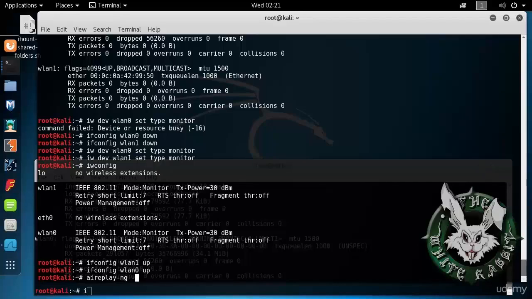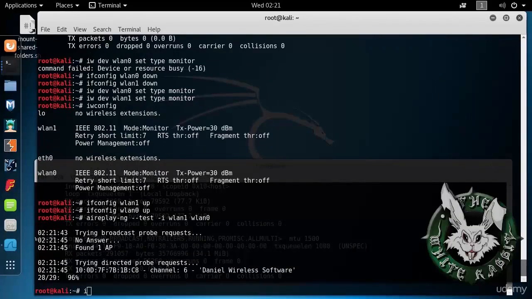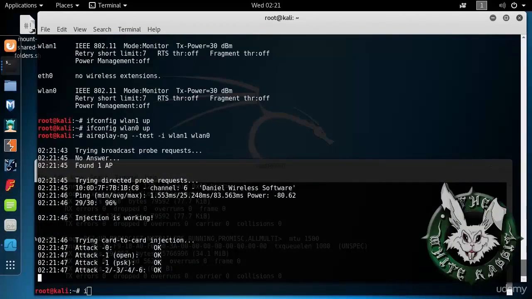We will use aireplay for this as in the other injection tests, and then -9 or --test, either way. -i WLAN1 means that WLAN1 will be the interface that will be pretending to be an access point in terms of its responses. So it will receive packets and then respond in certain ways to what WLAN0 is injecting into the network. Let's see what happens. So it's trying broadcast probe requests, injection is working, card-to-card injection.